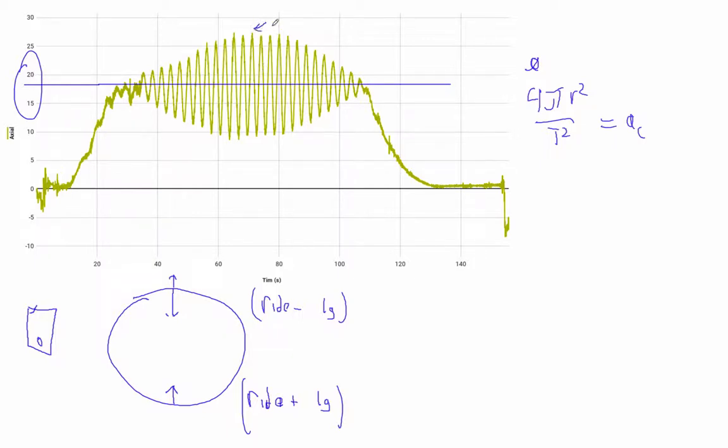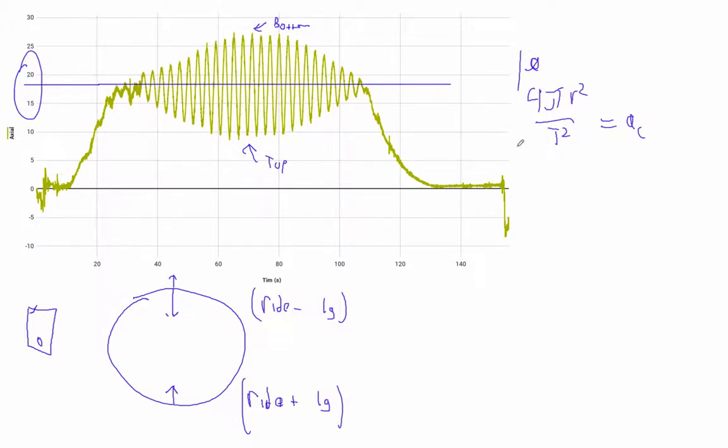So this is actually where you're at the bottom, because it's more g-force, right? It'd be the ride plus 1g, and here's where we are at the top. Okay, so therefore it's going to be the ride minus a g, right? So that's about 17. 17 minus 10 is about 7. Is that about right? That seems to be about right. And then at the bottom, it's about 17 plus 10, so it's about 27. And again, that looks right.